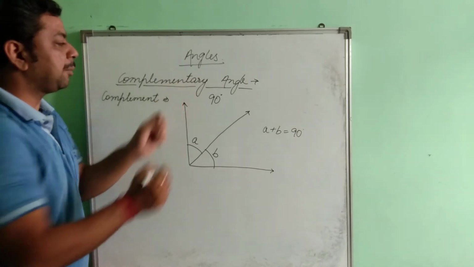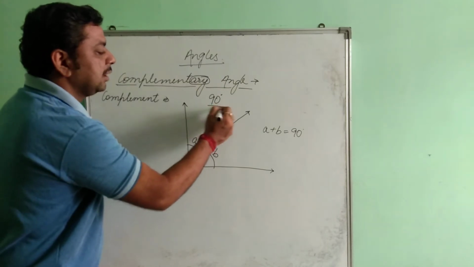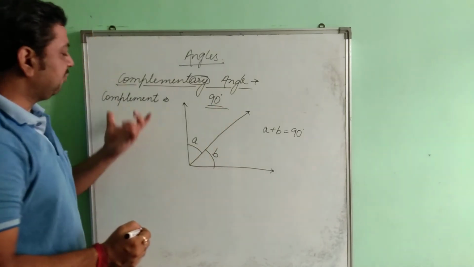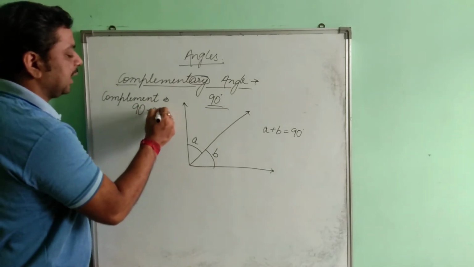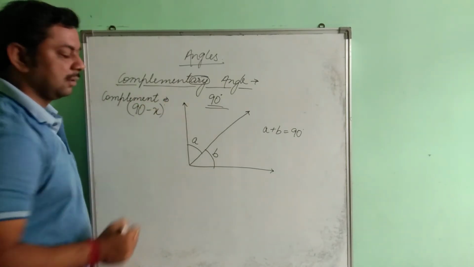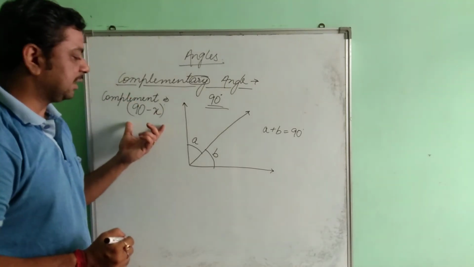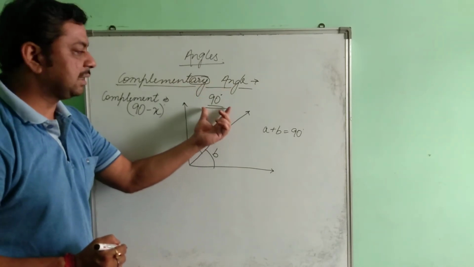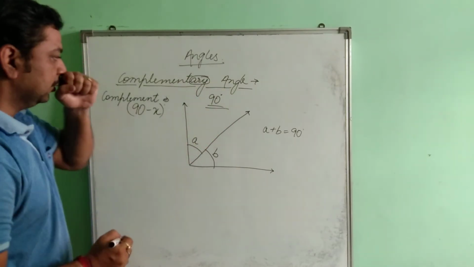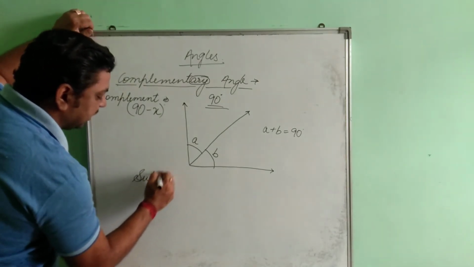Now when we are saying complementary, that is the adjective form, it means 90 degrees. But when we are saying complement, it means 90 minus x. Clear? When we are saying complement, it means that this is your 90 minus x. When we are saying complementary, it means that this is your 90 degree angle. The same is going to be there for supplementary.